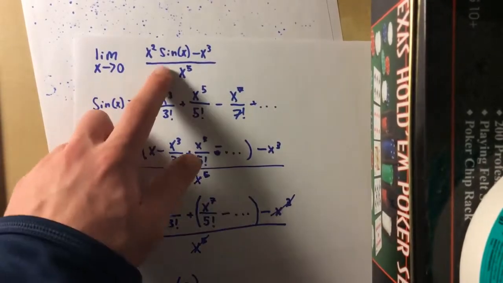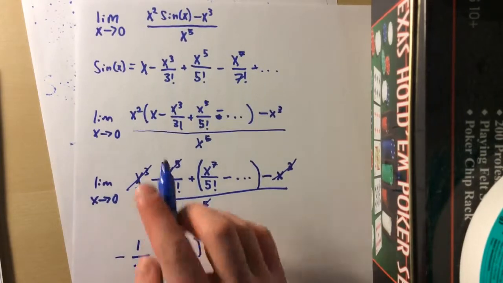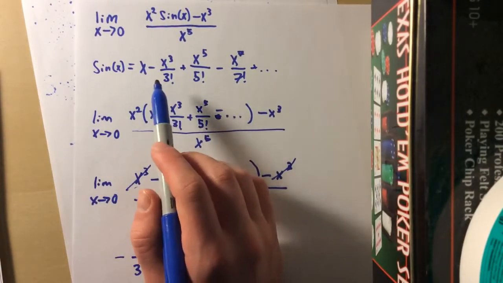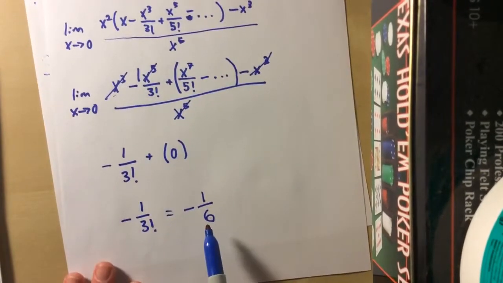So, when you look at this, it looks pretty junky and messy and hard to figure out, but once you rewrite sine x as its Taylor series and plug that in, it all simplifies out and we get a pretty nice answer.